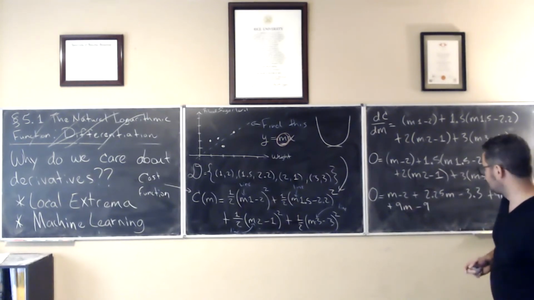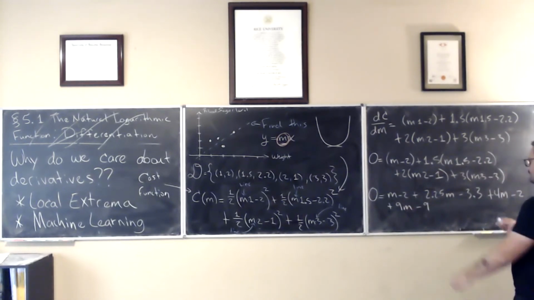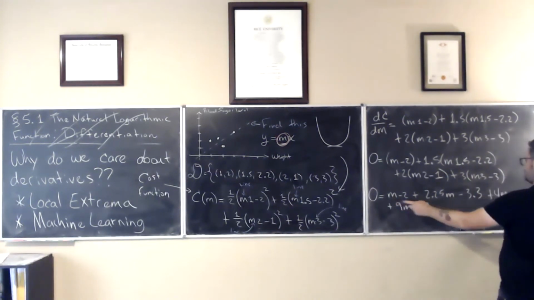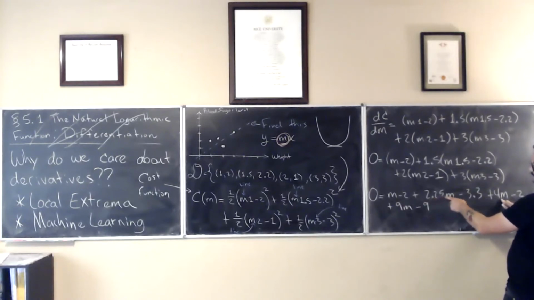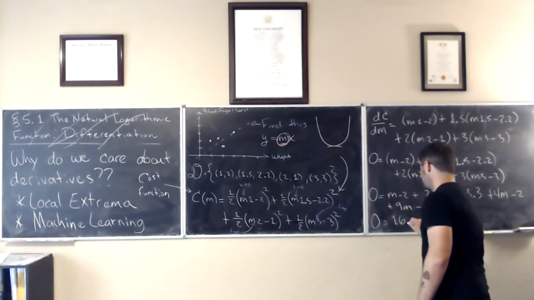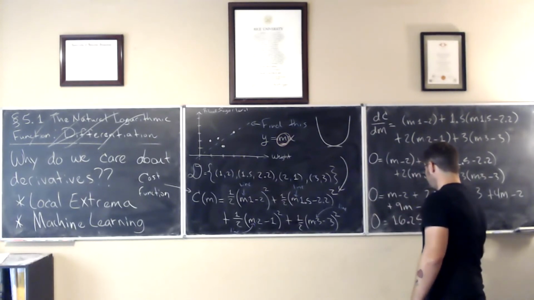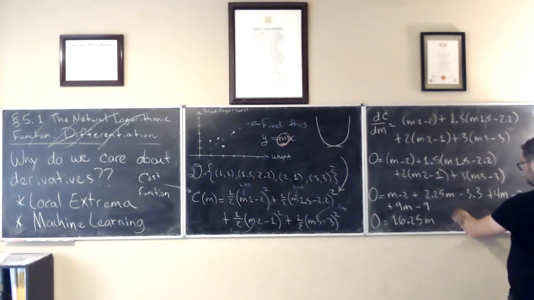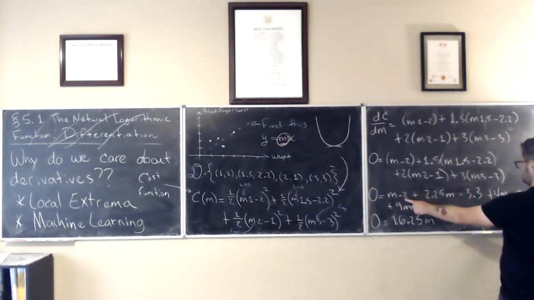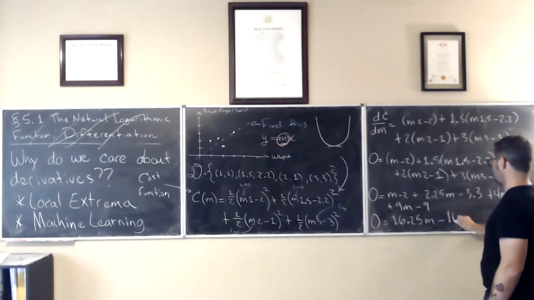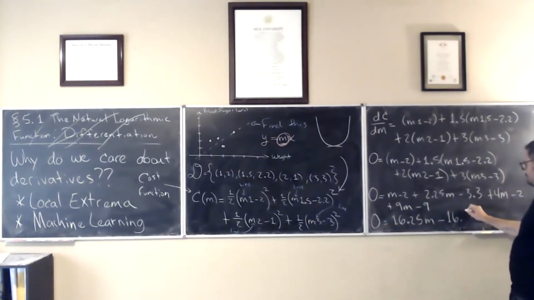So altogether, how many m's do we have? We have 9, 10m, 14m, 16.25m. And then what else do we have? We have minus 4, minus 13, minus 16.3.